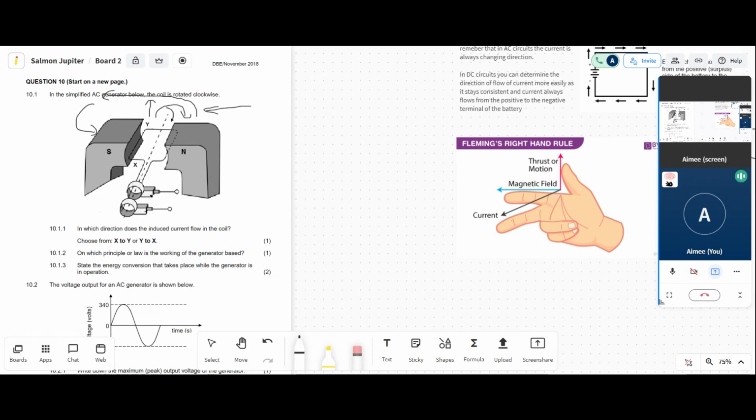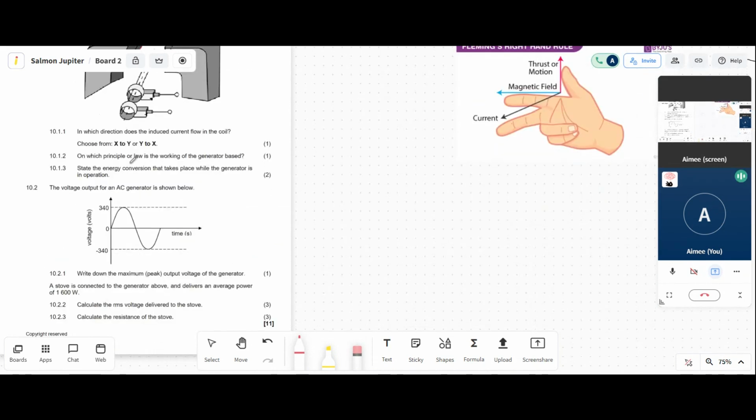And what this means is that current is going in the direction of your middle finger, where your middle finger is pointing. And that means that current is flowing from Y to X. Current is flowing from Y to X. Okay.